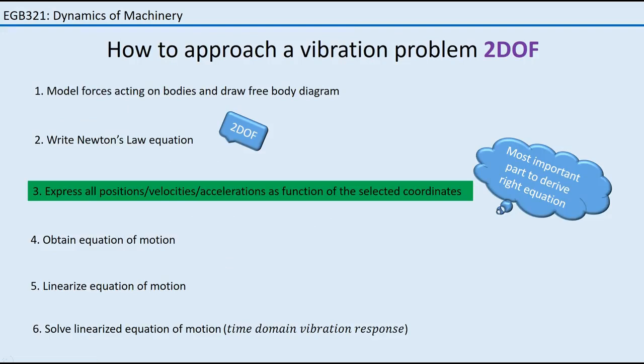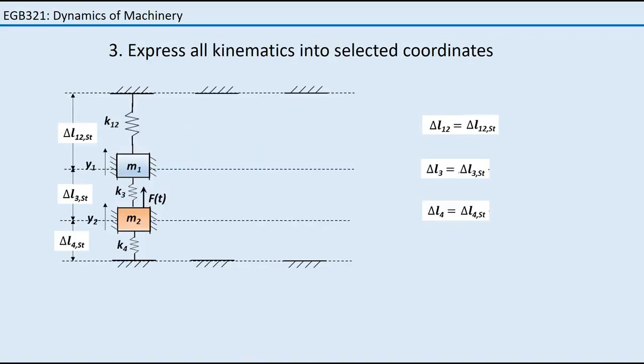Next step is to express all kinematic quantities as a function of the selected coordinates. In this case, we'll express all the kinematic quantities as a function of y, y1 and y2. Now we want to consider three cases. The first case is static equilibrium. At static equilibrium, we get the static deflection of the three springs. So we write these expressions for each spring: del L12 has del L12 static, del L3 has del L3 static, and del L4 has del L4 static.